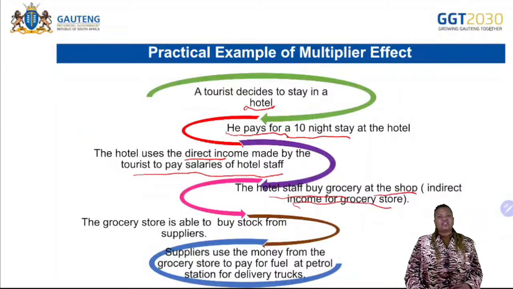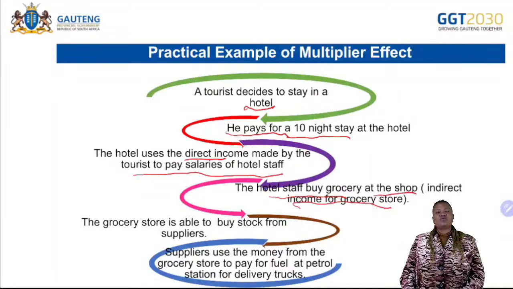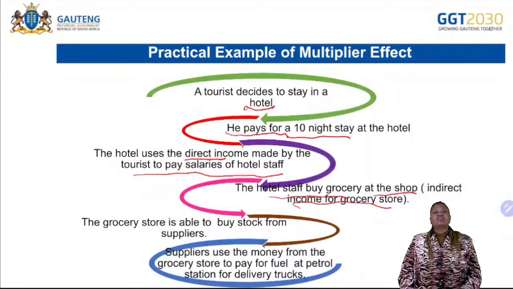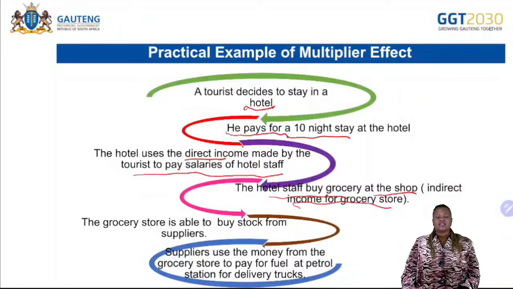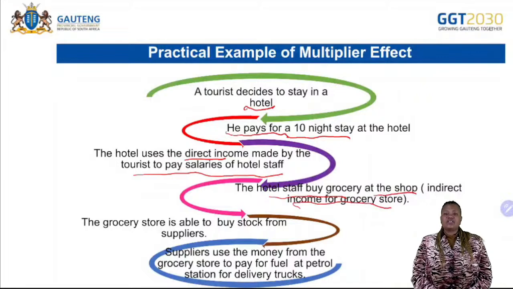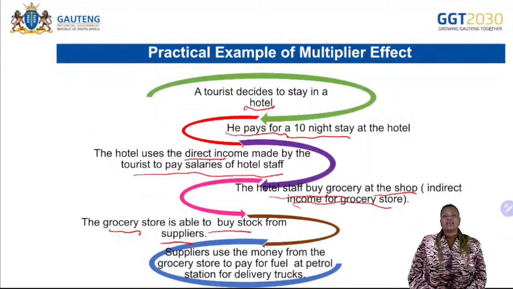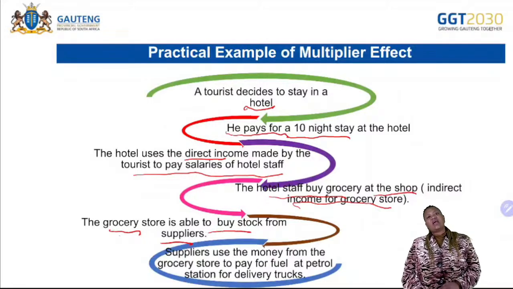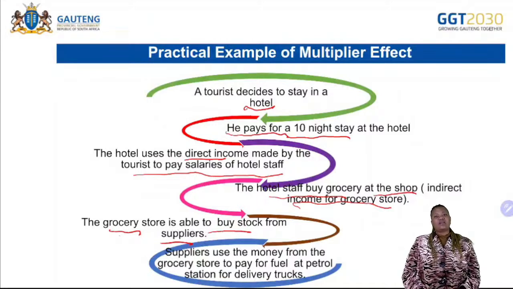So now this gives us an indication that if it wasn't for the tourists who arrived and spent money at the hotel, the employees or staff at the hotel wouldn't have received salaries. And if they hadn't received salaries, the grocery store wouldn't have been able to make an indirect income from the money that was spent by the employees of that particular hotel. The grocery store is able to stock up, to buy stock from suppliers. So now we can see that the employees from the hotel went to spend money at the grocery store, but now the grocery store is also able to spend money restocking products for their store.